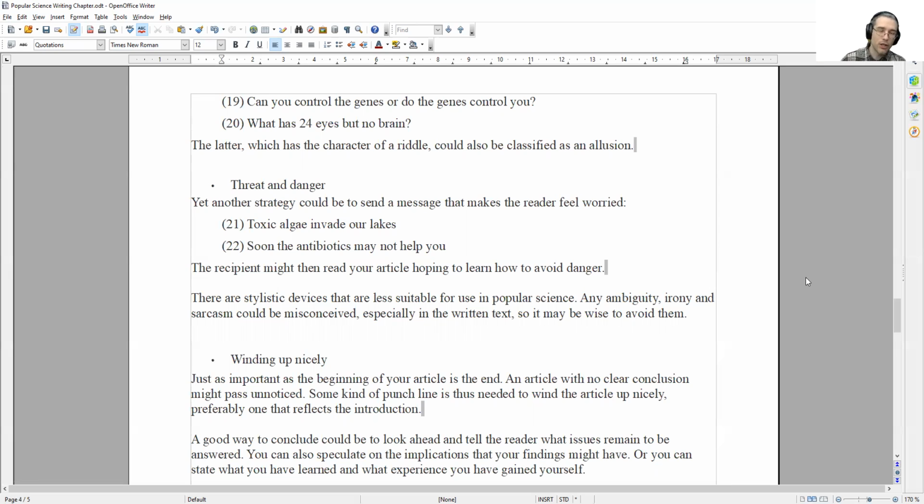An article with no clear conclusion might sound as if it can just pass by unnoticed. Some kind of punch, kick, or strong resolution has to be offered. Oftentimes, in an article, just like in an essay, a good way to conclude is to look ahead and tell the reader what issues remain to be answered. If there's something that hasn't been addressed or that remains an outstanding issue or problem or subject of consideration. You can also speculate on the implications that your findings might have, or you can state what you've learned and what experiences you've gained yourself.